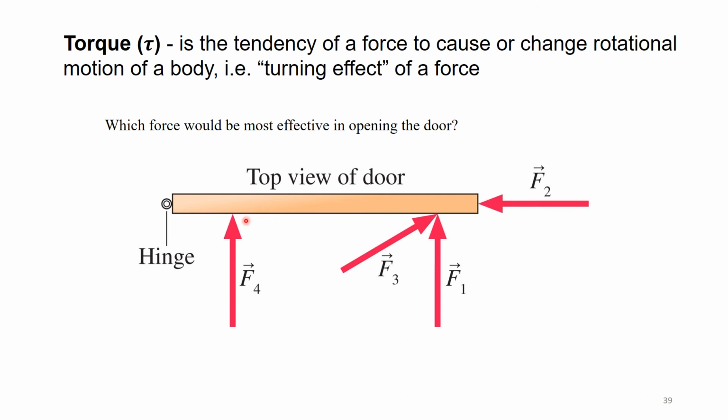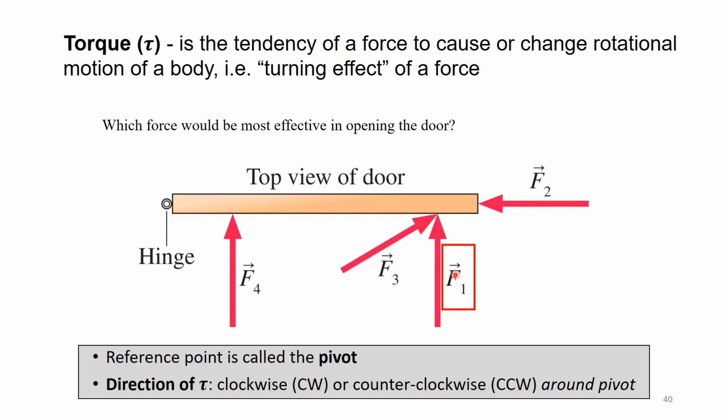So here's an example. We have this door. We are looking at the door from above, the top view. We are treating this door as a rigid body, so we have drawn this beam to show the door. We haven't used the particle model. And we apply all these forces on the door, and it's hinged on the left. So which force out of these four will be the most effective in opening the door? In other words, the question is asking which force will create the maximum turning effect and make the door turn. The answer is F1.